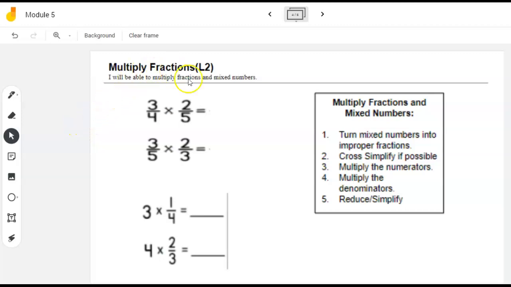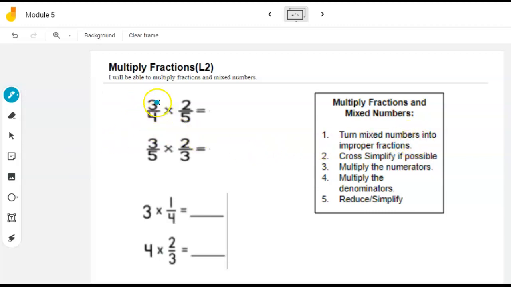Hello class, we're ready to go to lesson 2, multiplying fractions. We will be able to multiply fractions and mixed numbers, okay? So step 1 is just like before, we're going to turn mixed numbers into improper fractions. This is not an option this time, okay? You have to do this step, all right?